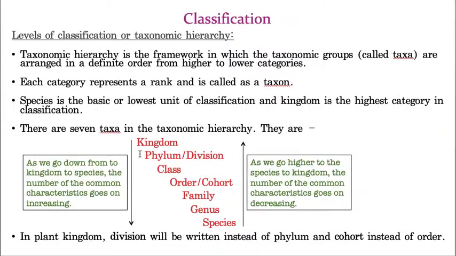When you are starting the classification from kingdom to species, as you go down, the number of similarities between the organisms keeps on increasing. Whereas when you are going from species to kingdom, that means low to up, the number of similarities or characters will be decreasing. So as you go down the taxonomic hierarchy, kingdom to species, the number of characters or similarities will increase. If you are traveling from bottom to top, species to kingdom, the number of similarities will decrease.